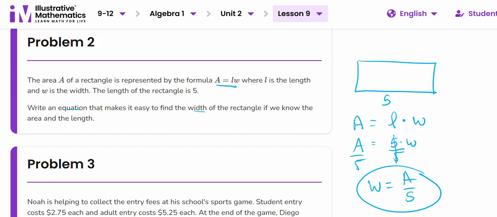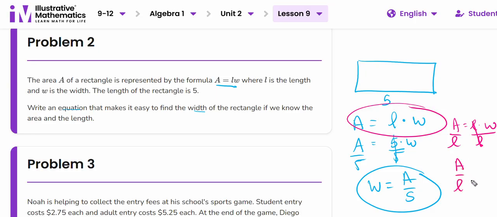If I didn't know it was 5, I would do something a little different. I would start with the same equation, and I would say area is equal to length times width. And if my length is not 5, I just divide both sides by L. So area divided by L is going to get our width. And this case is a specific scenario when the length is 5, as we were told in this example.